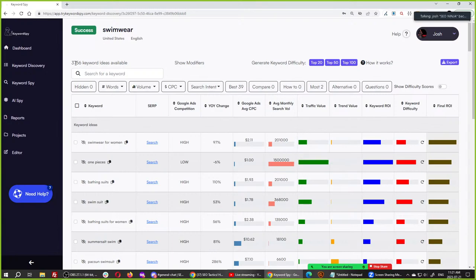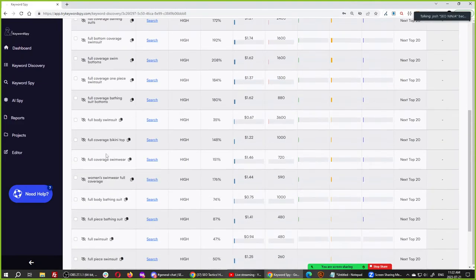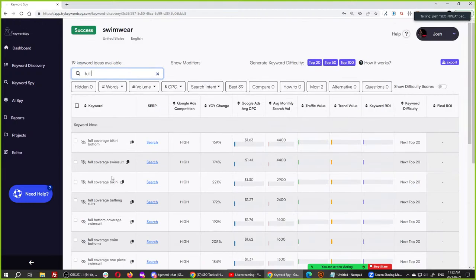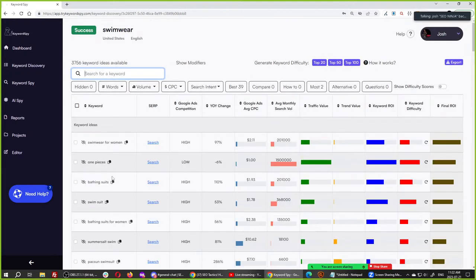So let's see if swimwear came up with 4,000 ideas. Let's see if full figure came out. Full coverage bikini, full bottom, full piece bathing suit. Let's see if full figure did come out. So no, it did not find full figure. So that's why I ran that specific keyword, but I ran the general one too. And that's why you want to run both.